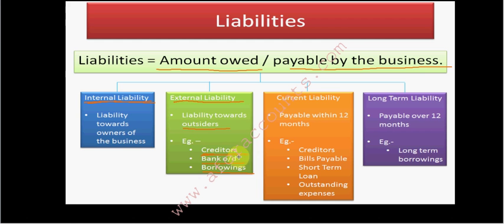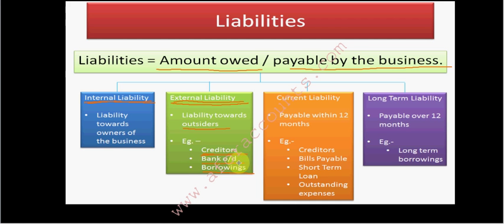So when I need to pay someone, they are my creditors and they will stand on the liability side because I need to pay them one day. So as it is outside the organization, it is called external liability, and the creditor is the person to whom I need to pay. Okay.